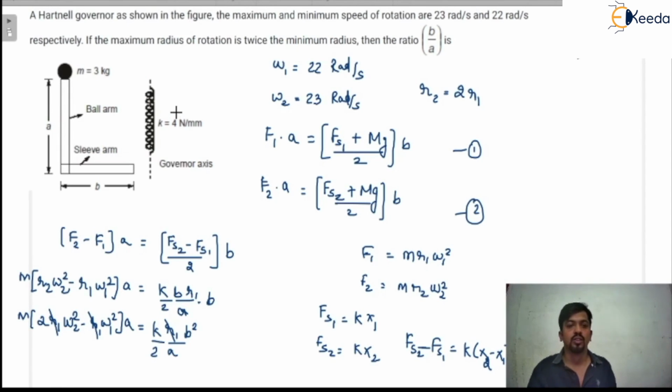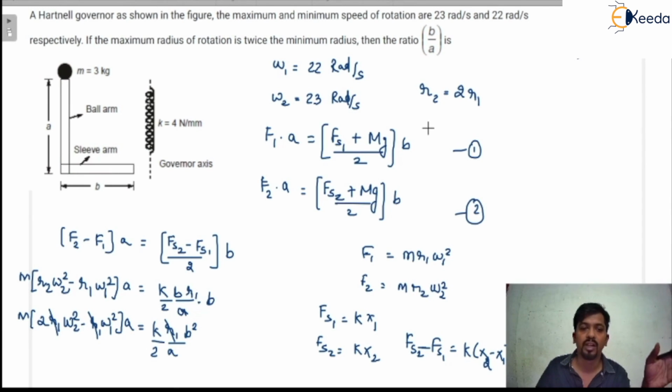This is not a complicated question; this is a moderate level question. In the GATE examinations they generally ask questions like this. You must understand these two equations completely. As you understand these two equations, you will be able to solve the questions based on the Hartnell Governor, because in the Hartnell Governor only these equations are going to be used, equation number 1 and equation number 2.